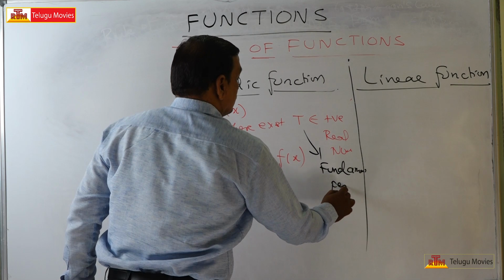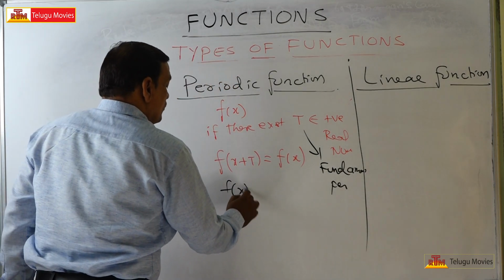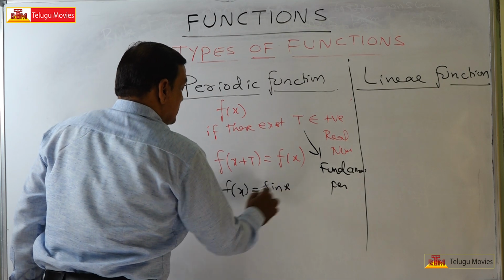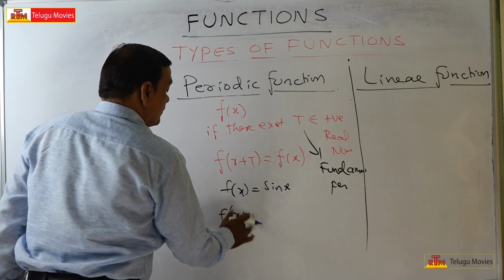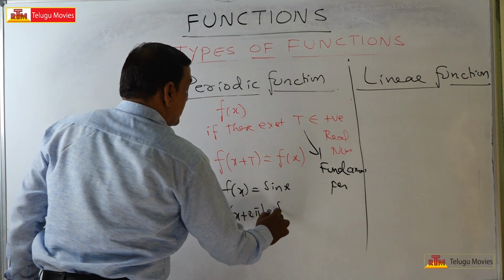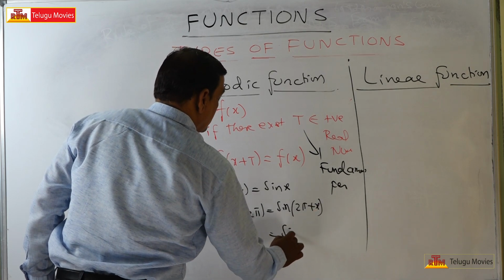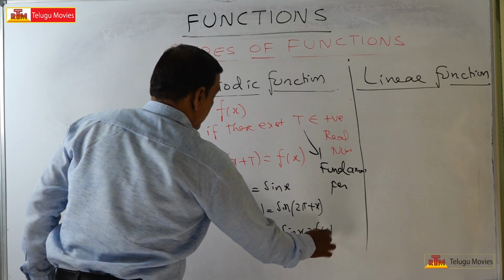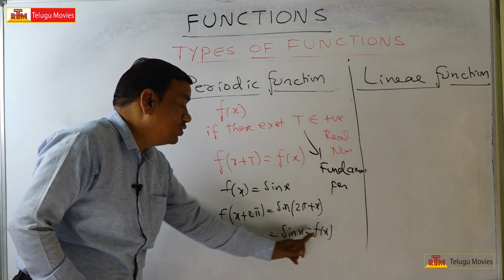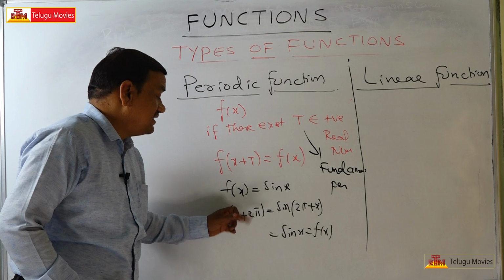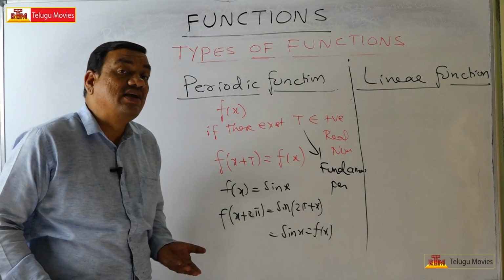Fundamental period. Okay, now I give one example. For example, f of x is equal to sin x. Then what is f of x plus 2 pi? That is sin of 2 pi plus x, and again you are getting sin x, that is equal to f of x. That means f of x plus T is equal to f of x. In place of x, if you substitute x plus 2 pi, then you are getting the same function.